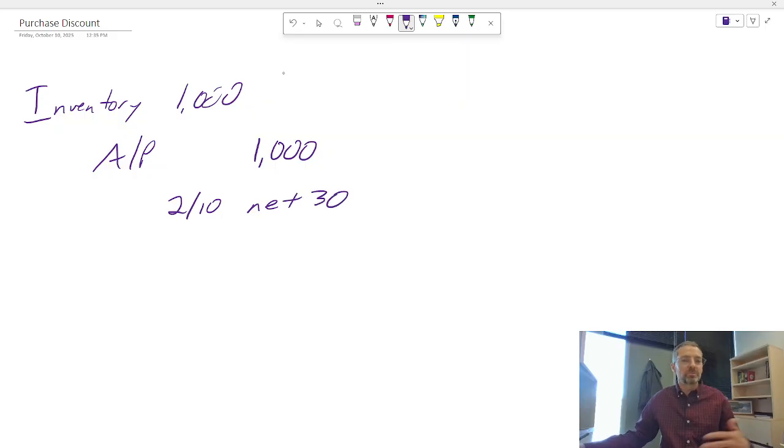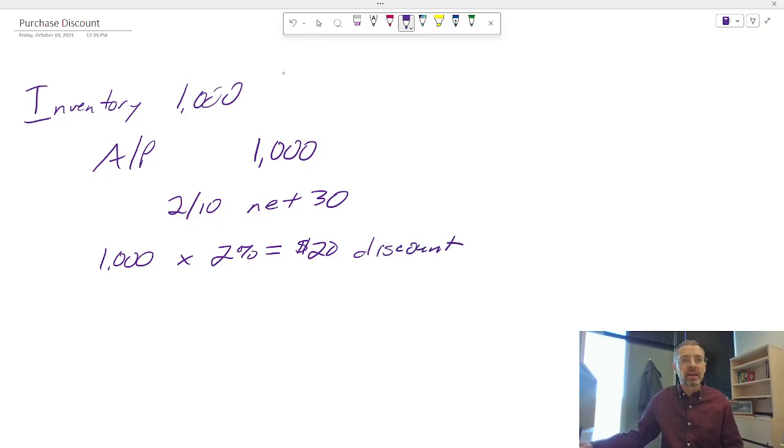And as we discussed in the previous video, we'd be foolish not to take the discount if we can, right? If we have the cash, we'd be foolish not to take the discount within those first 10 days. So, us not being foolish business people, we are going to pay within the 10 days. That means instead of paying $1,000, we are going to get a $20 discount. So we are actually only going to pay $980.